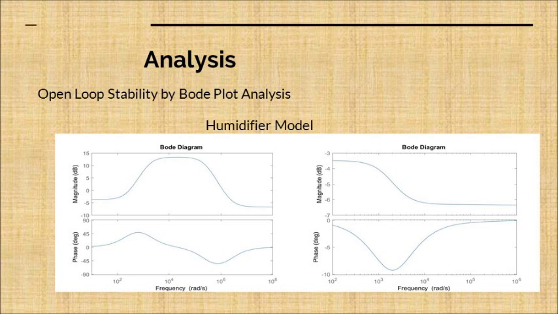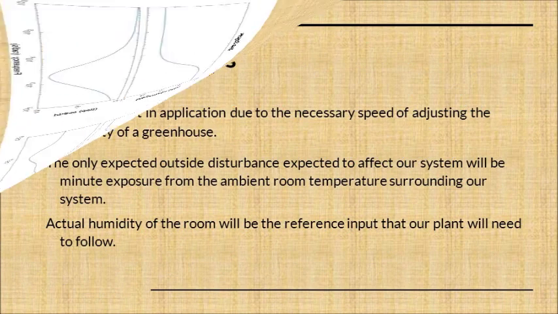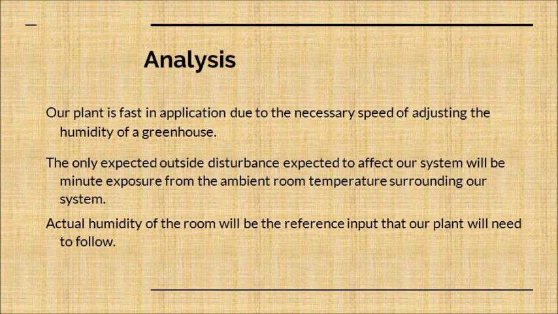We can see this because a change in slope of the magnitude plot reflects the same change in slope of the phase plot. This means there are no poles or zeros in the right half plane. Due to the fact that a greenhouse does not need instantaneous changes in humidity, our plant is fast in application.